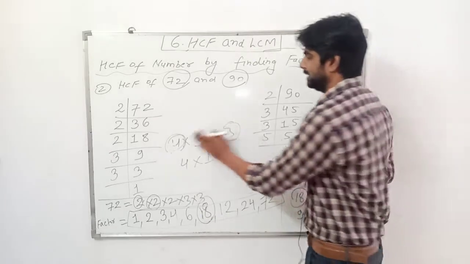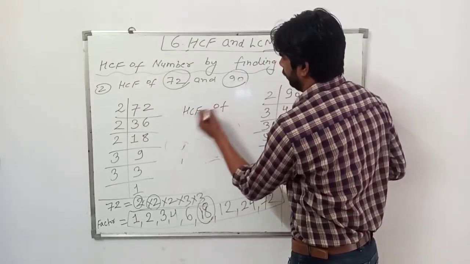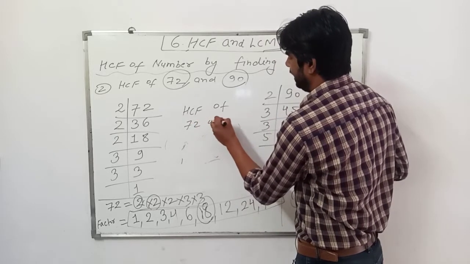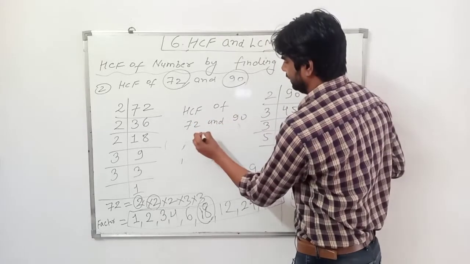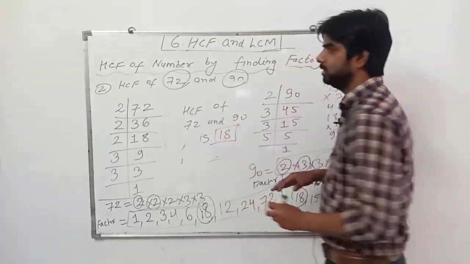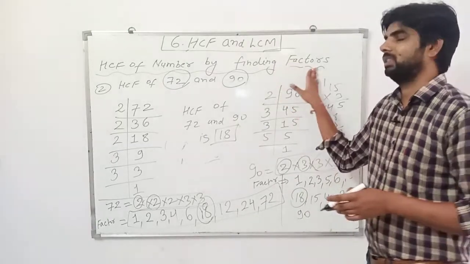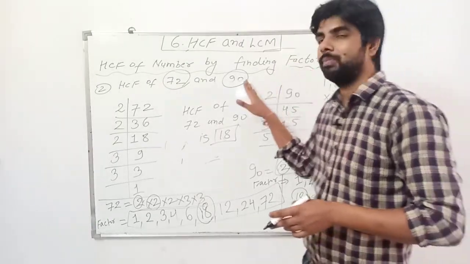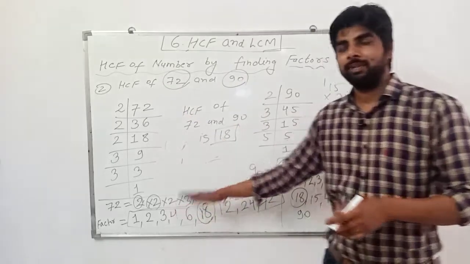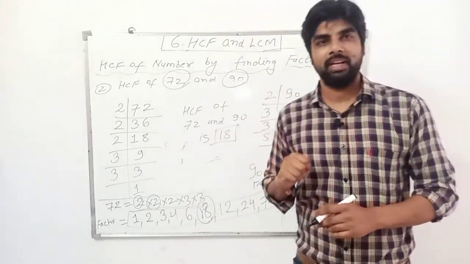So we can say that the HCF of 72 and 90 is 18. Okay, so this is how we can find common factors or the highest common factor with the help of factors. In case of bigger numbers, first we do divisions like this, and in case of smaller numbers we can read the tables. Okay.